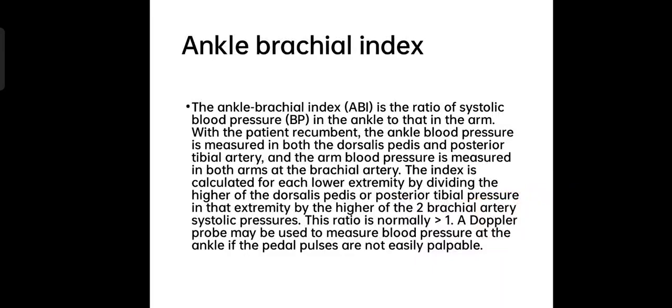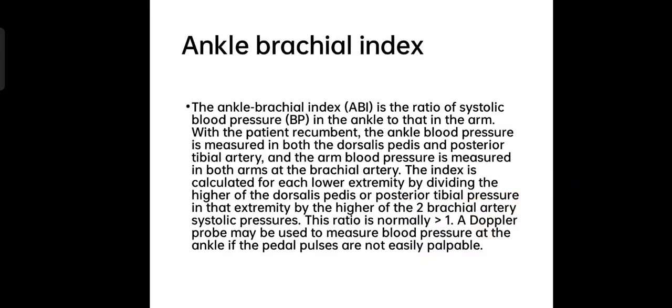Ankle brachial index. The ankle brachial index is a ratio of systolic blood pressure in the ankle to that in the arm. With the patient recumbent, the ankle blood pressure is measured in both the dorsalis pedis and the posterior tibial artery, and the arm blood pressure is measured in both arms at the brachial artery. The index is calculated for each lower extremity by dividing the higher of the dorsalis pedis or posterior tibial pressure in that extremity by the higher of the two brachial artery systolic pressures. This ratio is normally greater than 1.